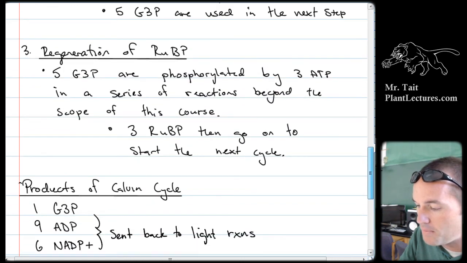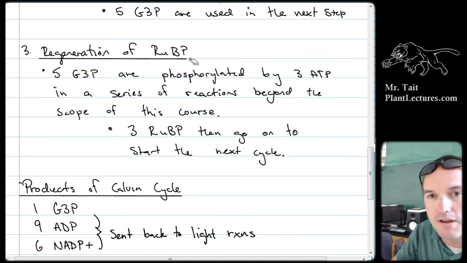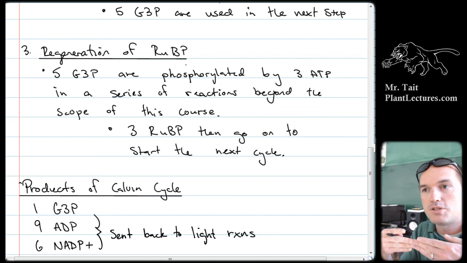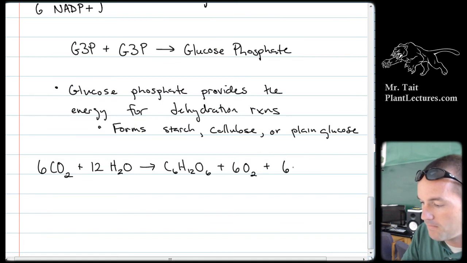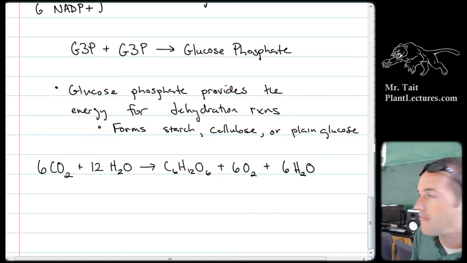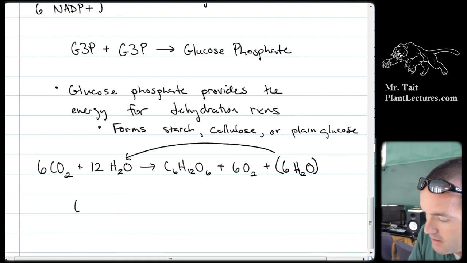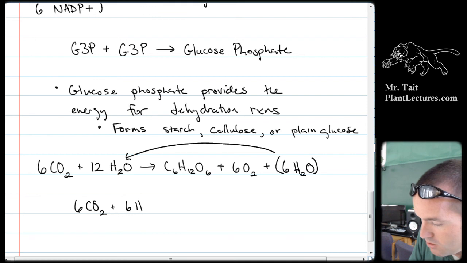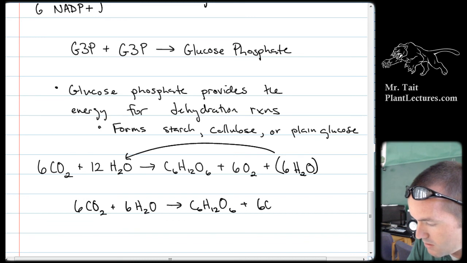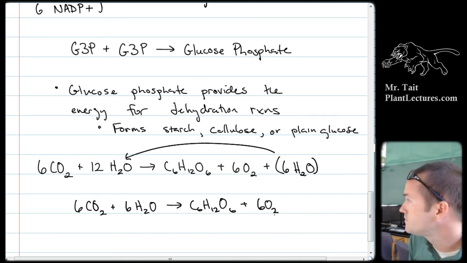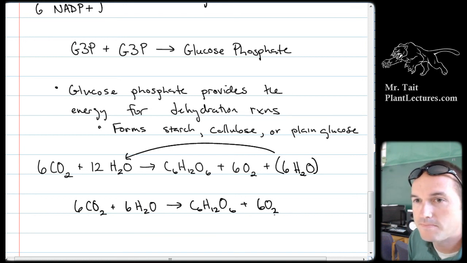Well, when you regenerate the RuBPs, you have to go through a dehydration reaction in order to make those things combine together, which is going to create 3 waters per cycle, which creates 6 waters, right? And so then if you just take these waters here and remove them from those waters there, you get 6 CO2 plus 6 H2O yields C6H12O6 plus 6 O2. That's photosynthesis, right? That's the equation we're all familiar with.